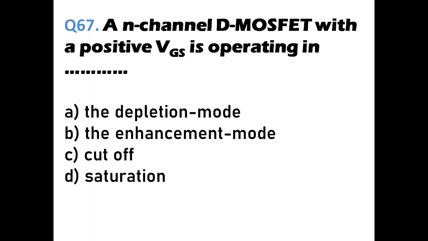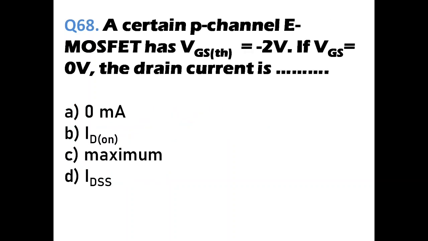Okay, if a positive VGS is given to N channel DMOSFET, then the drain current has to increase and it will be working in enhancement mode. So here the answer will be B, the enhancement mode. N channel DMOSFET with a positive VGS is operating in the enhancement mode, right? Then we'll go to question number 68.